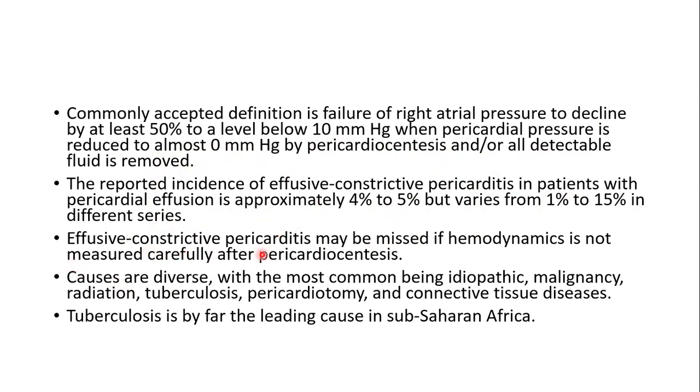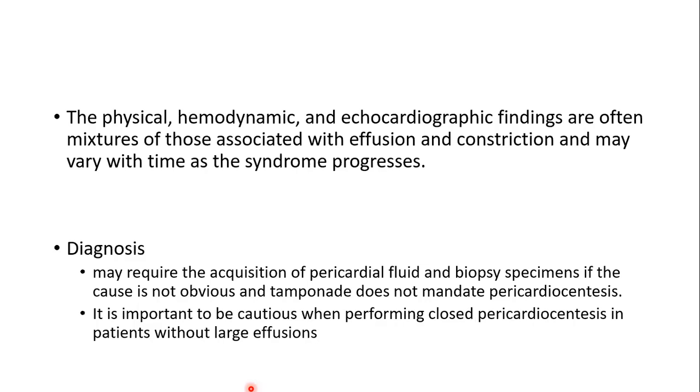So effusive constrictive pericarditis may be missed if hemodynamics is not measured carefully after pericardiocentesis. And then the causes are diverse, with the more common being idiopathic, malignancy, radiation, tuberculosis, pericardectomy, and connective tissue disease. And TB is said to be the leading cause in sub-Saharan Africa. And the physical, hemodynamic and echo findings are often a mixture of those associated with effusion and constriction, and may vary with time as the syndrome progresses.